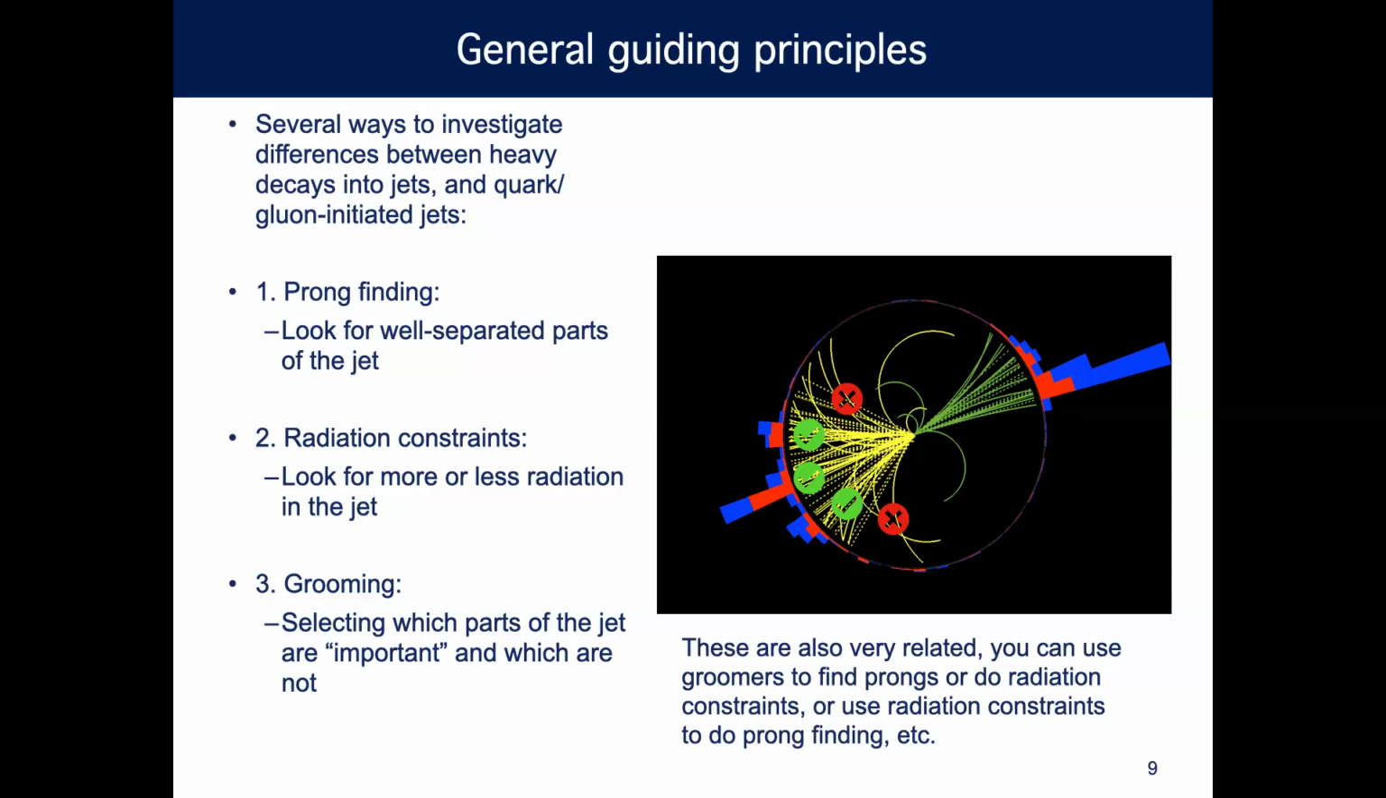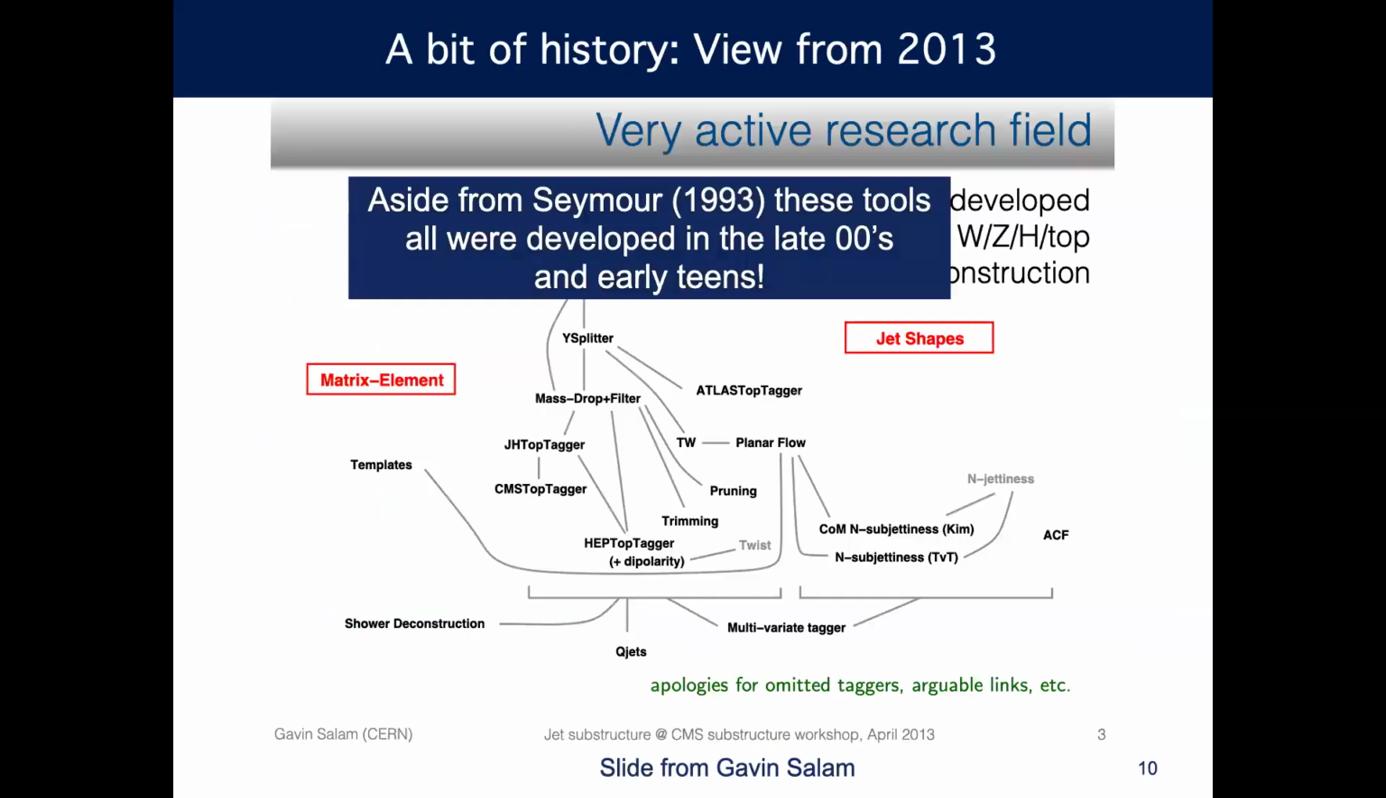And of course, these are all extremely related, and so one is going to play into the other, and you use grooming and radiation constraints to do prong finding very often. Okay, so these are interconnected features that you can use to your advantage.